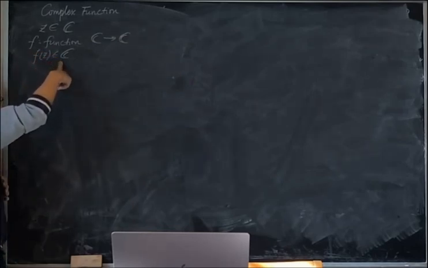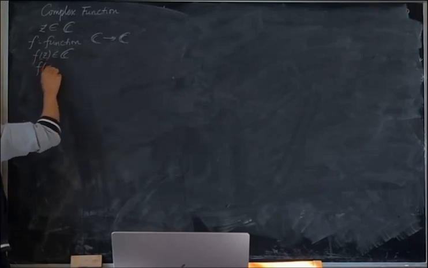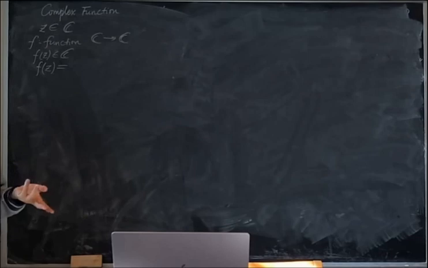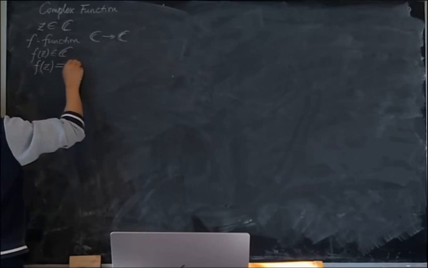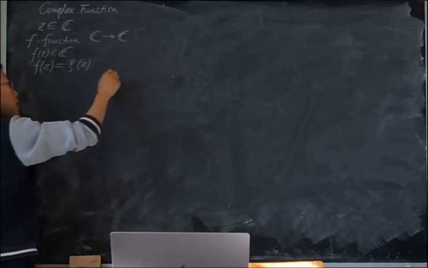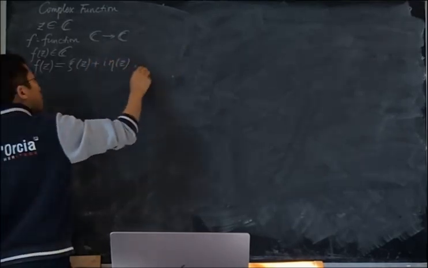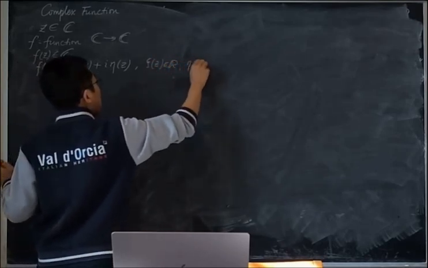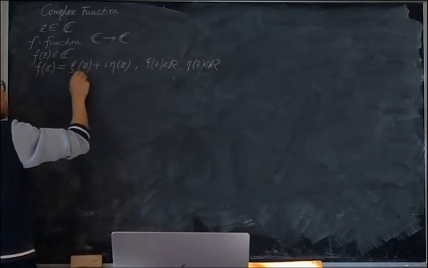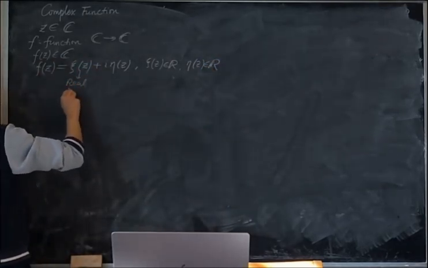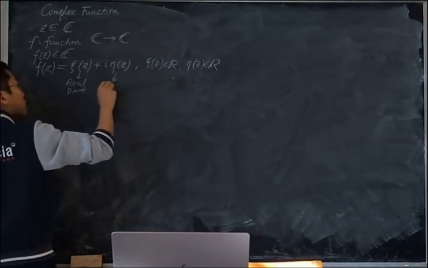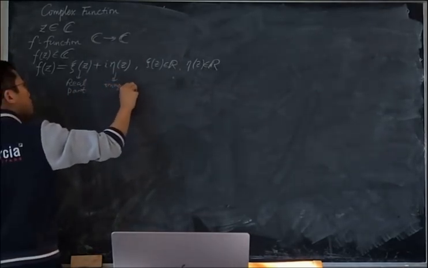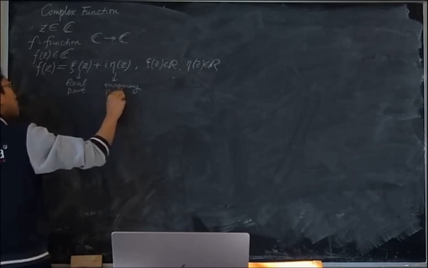So naturally, we should be able to expand it into the real part and imaginary part. Right? So we can say this equals some real part, ξ, and imaginary part, η, and I'll just write ξ plus i η, where ξ of z is a real number, and η of z is also a real number. So this is the real part of the complex function, and this is the imaginary part of the complex function.